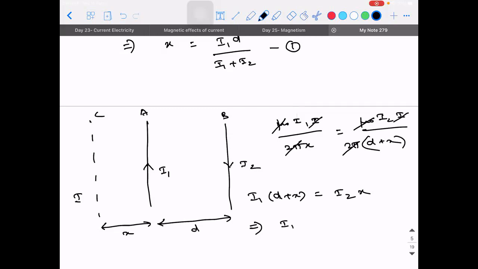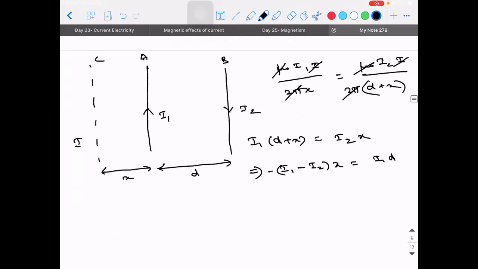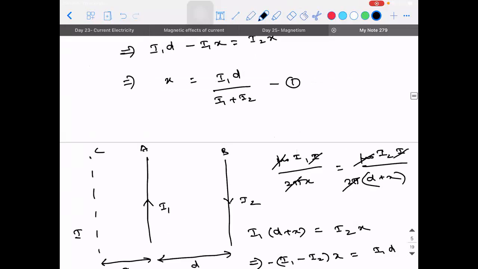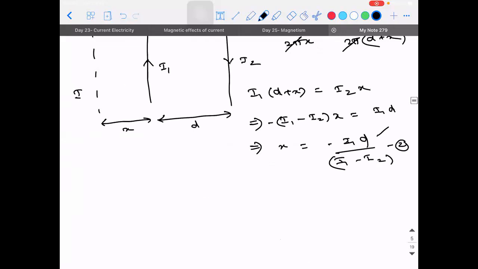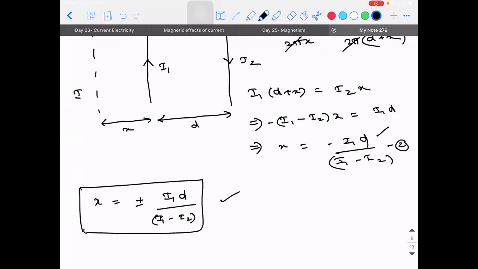I1 minus I2 with a negative sign into x is equal to I1 into D. Yes. So which implies x is equal to minus I1D divided by I1 minus I2. Let this be second equation. So first one is I1D divided by I1 plus I2. Second one is minus I1D divided by I1 minus I2. So what will be the answer? X will be equal to plus or minus I1D divided by I1 minus I2. So this is the required answer.